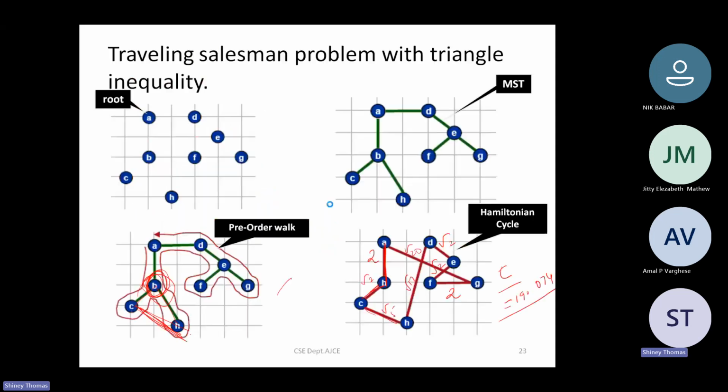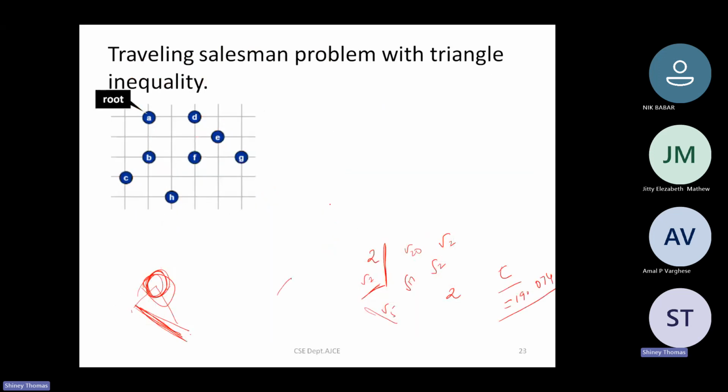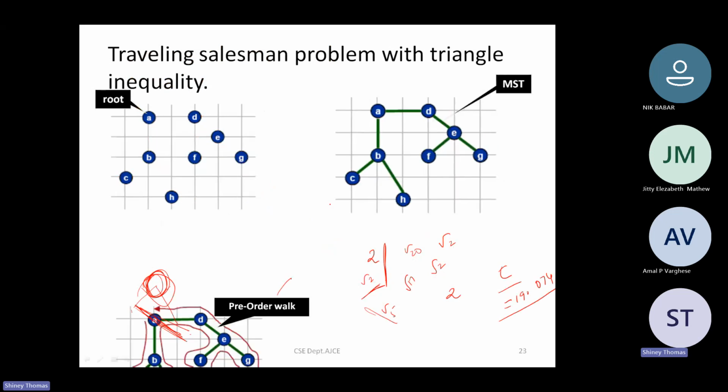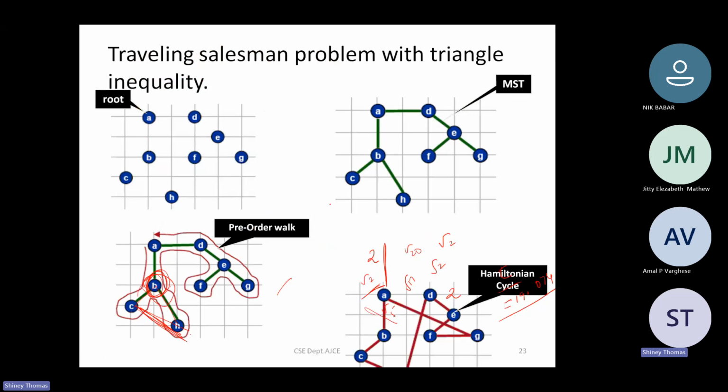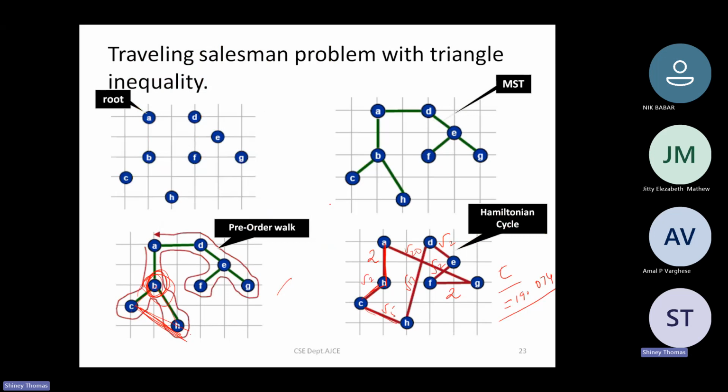What is the algorithm? Just a repetition. What is the first step? You have a set of vertices and edges given. Start from a root node, find the minimum spanning tree, then perform a total walk on the minimum spanning tree, then reduce it to a pre-order walk by removing the duplicate edges. That is, write the edges only when it was visited the first time, and then finally, the sequence of the pre-order walk is A, B, C, H, D, E, F, G, right? So in that order, form a Hamiltonian cycle and return the cost of the Hamiltonian cycle as the answer for the TSP.